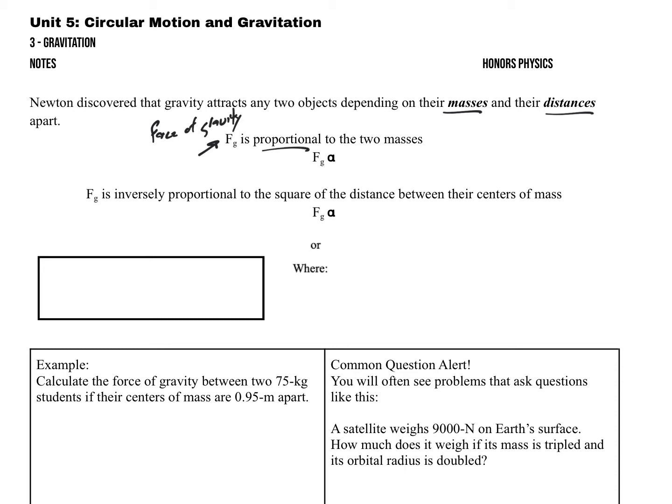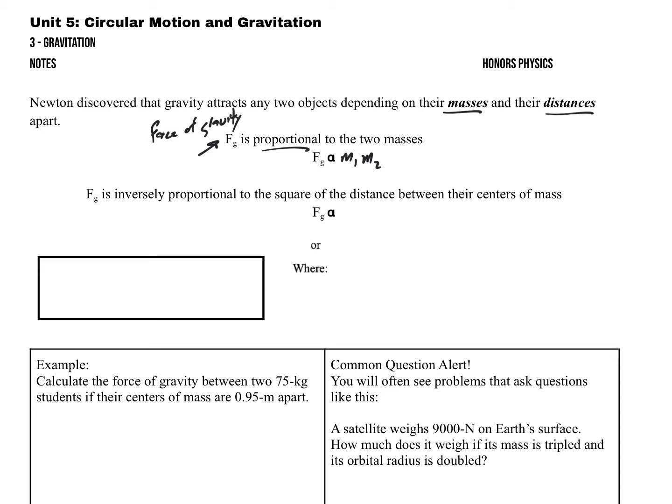And it is proportional, we're going to say directly proportional, to two masses, m1, m2, the product of two masses. So basically, the larger the mass is, the greater the force of gravity is between the two objects. So the force of gravity between two people would be less than the force of gravity between a planet and the person, for example, okay?